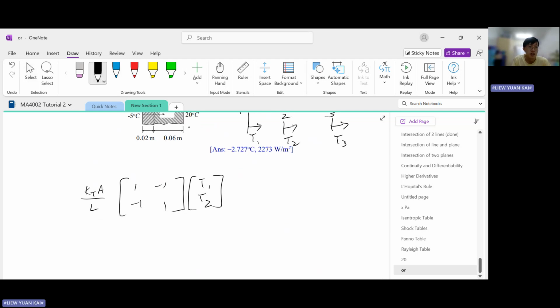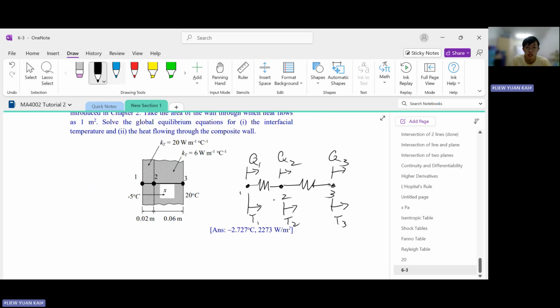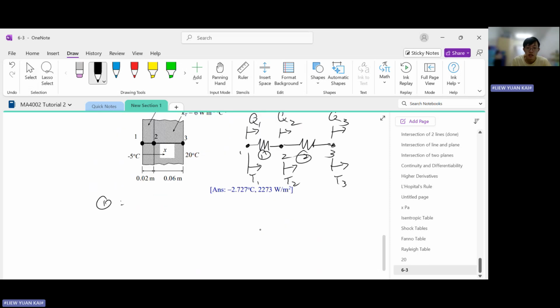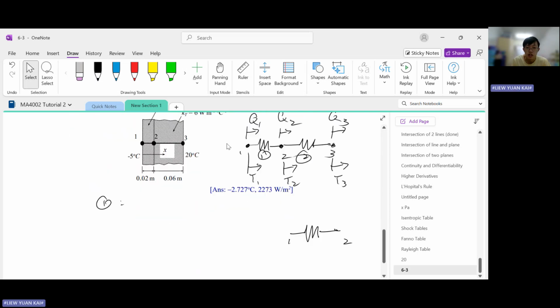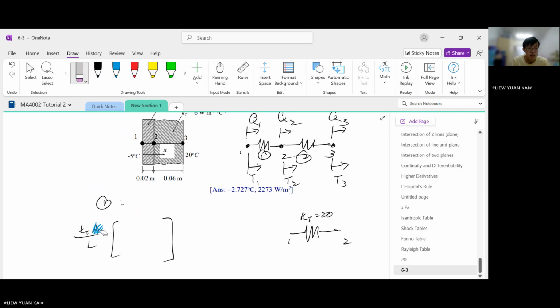And with that, we can write the element equilibrium equation, let's say, for element 1 first. So this is element 1 and this is element 2. For element 1, the nodes are 1 and 2, right? So we have this here, which is 1 and 2. And then it has a thermal conductivity of what? 20. So here KT equals 20. So it will look like this. Here we have KTA over L. They told us A can be taken to be 1.